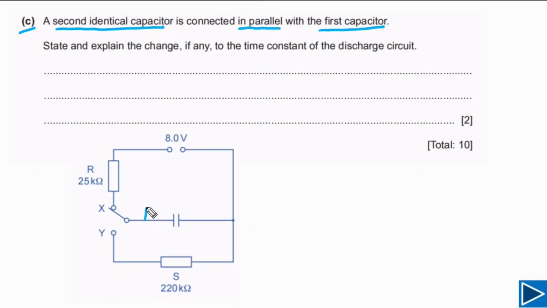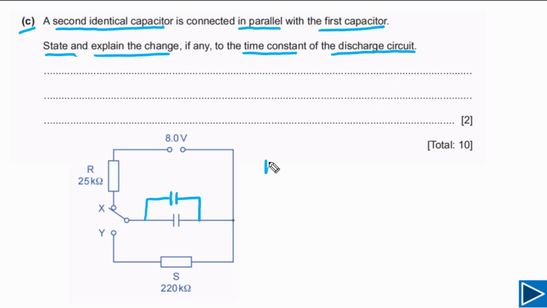So it simply means that there is another capacitor that is identical to the first one and is connected in parallel with the first capacitor. So this is how the new capacitor is connected. And the question is asking us to state and explain the change, if any, to the time constant of the discharge circuit.